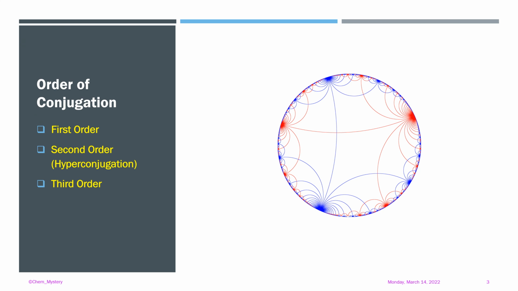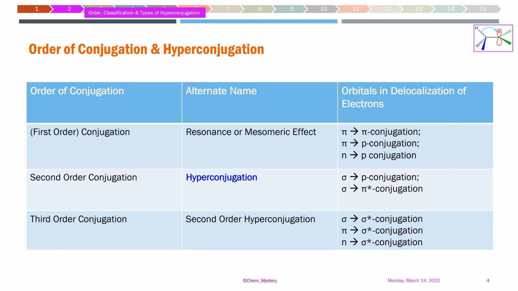So first of all, we will be talking about the order of hyperconjugation. First order conjugation we'll be seeing, and then when we have got second order conjugation, that is what was called hyperconjugation by Mulliken, my mistake. Then third order hyperconjugation we'll be talking about the same way. Here is basically the idea.